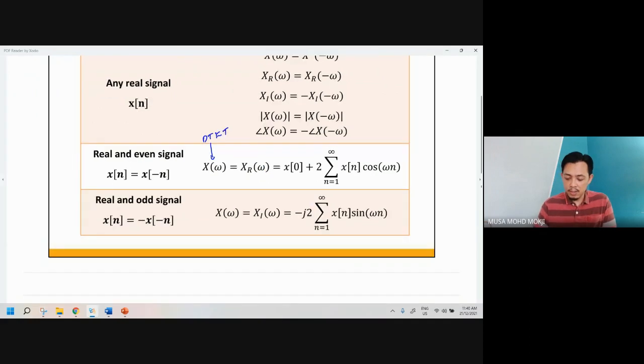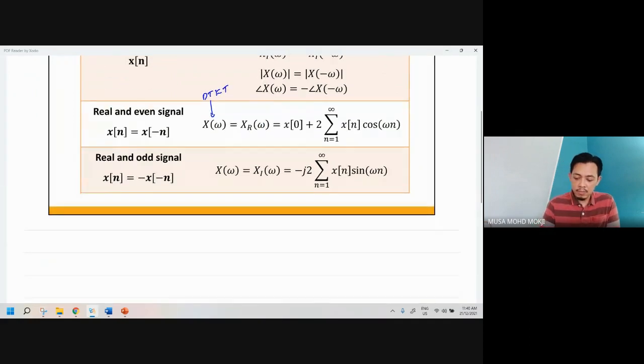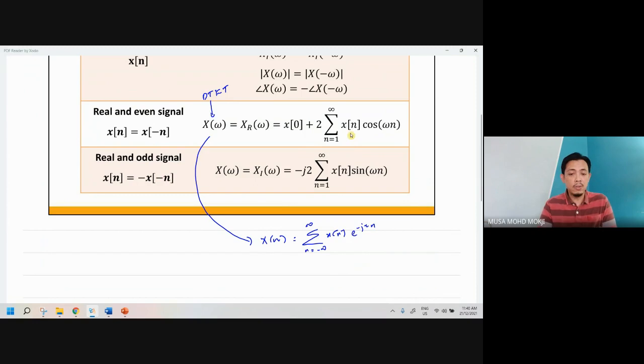What is the original formula? The original formula: X(omega) is equal to the summation of x[n] e^(-j omega n), where n is from minus infinity up to infinity. So you need to do that. And this is actually a simplified equation. The original is this one. So we can simplify it.